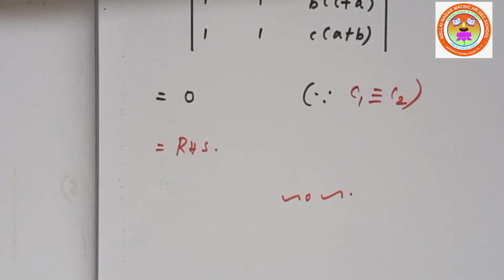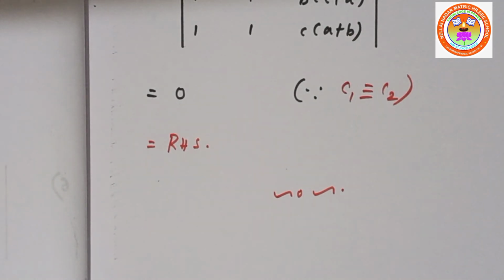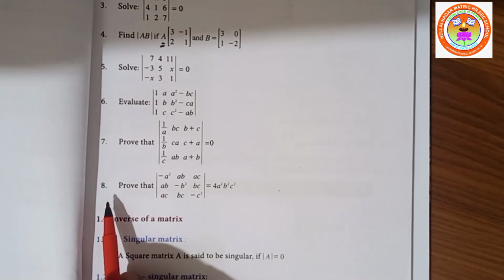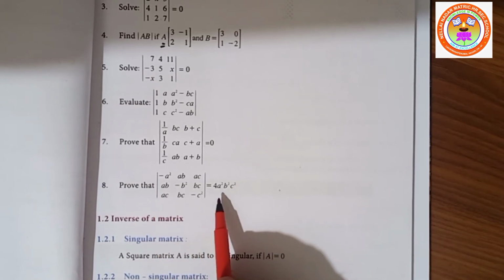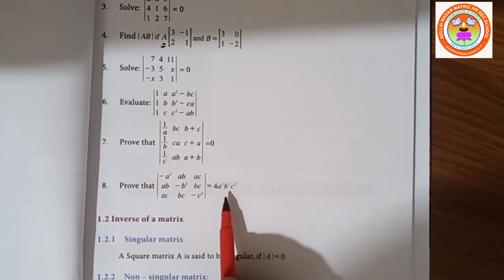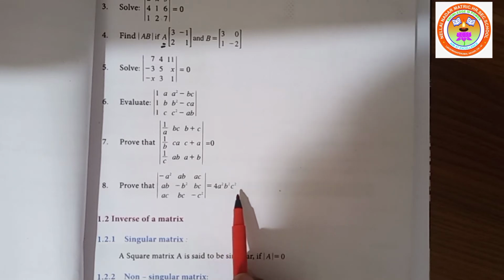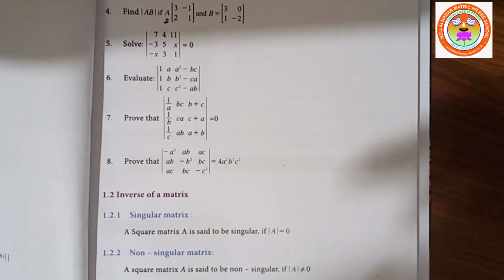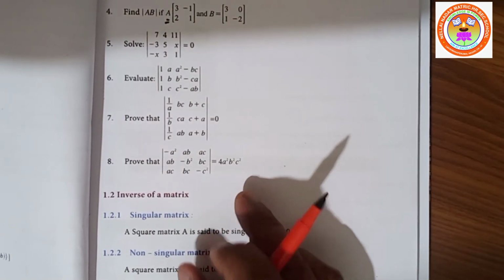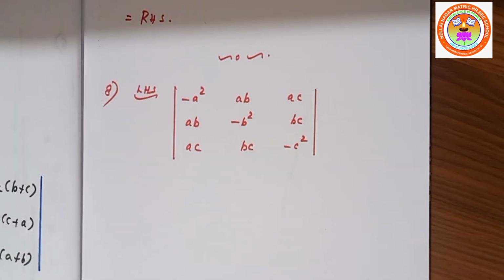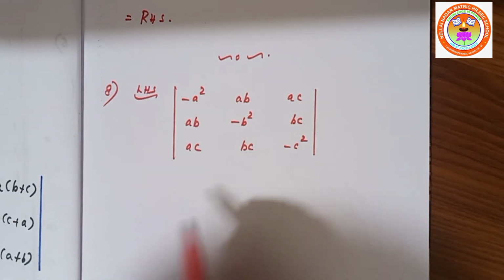Now I will be teaching problem number 8. Now the last problem in this exercise 1.1, problem number 8, to prove that the value of the determinant is equal to 4 into A square into B square into C square, that is in RHS. Okay, now I consider that here I have written the LHS.